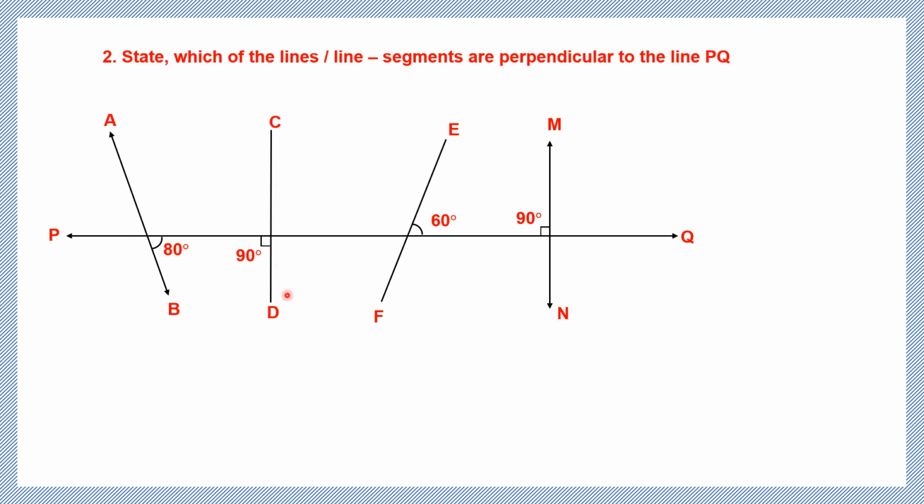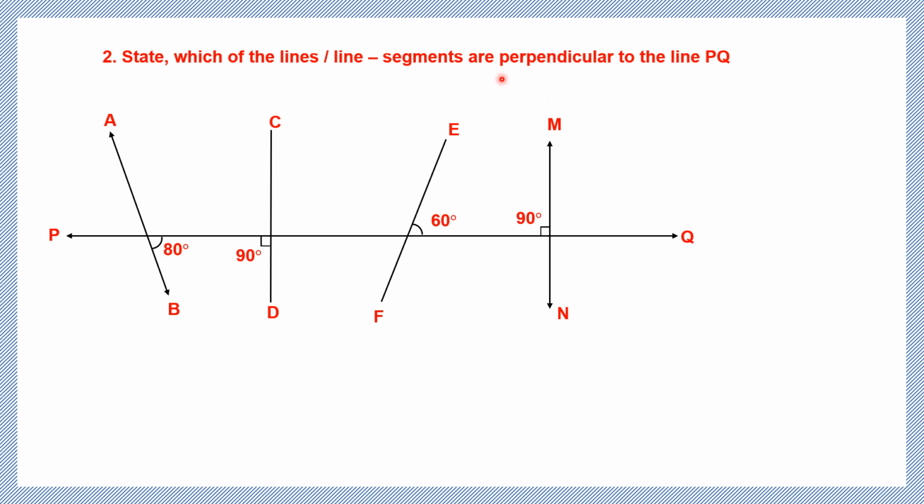So this line segment is cutting this line PQ at 90 degrees. The next line is line EF. This is a line segment cutting this big line at 60 degrees. Then we have a line MN cutting this big line at 90 degrees. So we have four lines or line segments cutting this long line PQ at different points. Now the question is, which of these are perpendicular to the line PQ?